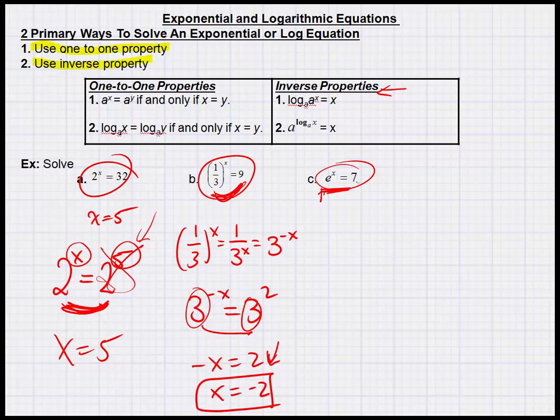The only problem with this one is I can't take 7 and write it as e to a power and then set my two powers equal. So the one-to-one property just stops working at this point. And it's very rare that the one-to-one property actually will work. I mean, these numbers have to be set up exactly right for the one-to-one property to work. So then we're going to think about how this inverse property works.